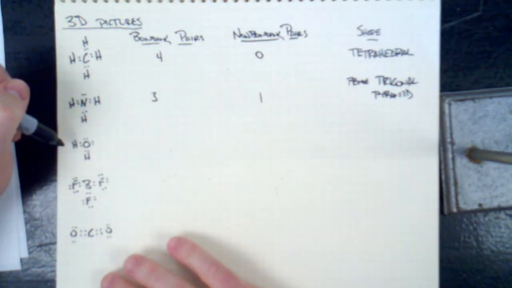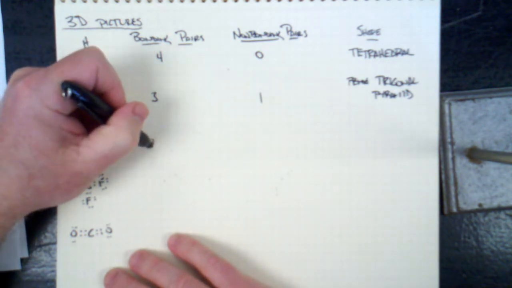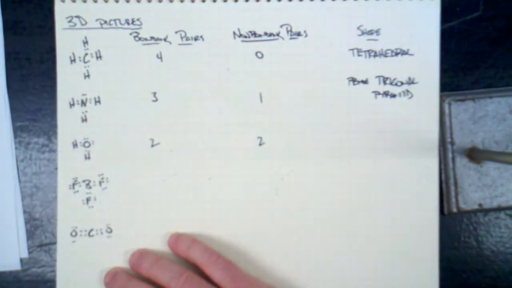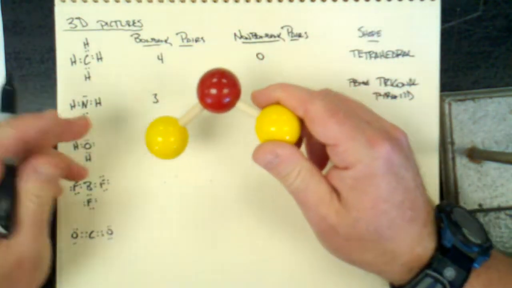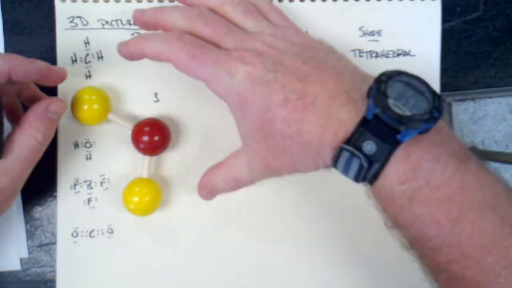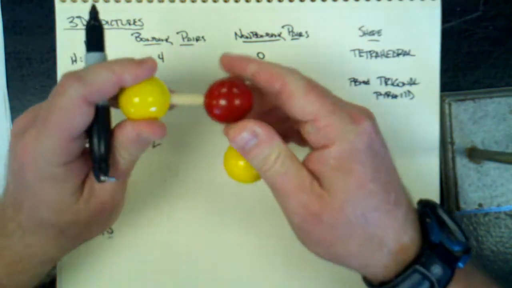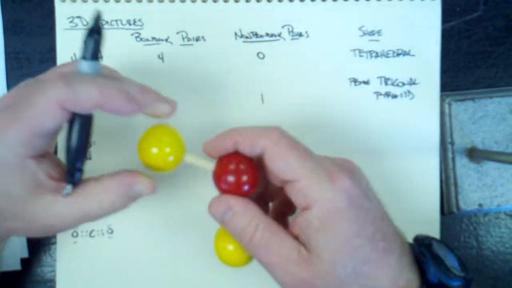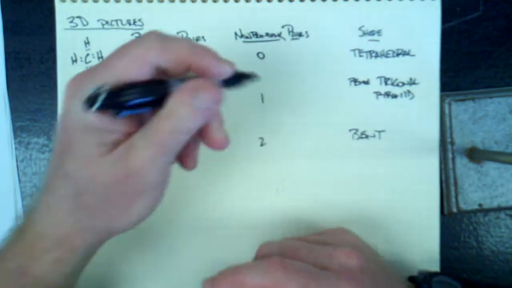Next one, water, H2O, one of the most important ones. And we have 2 bonding pairs and 2 non-bonding pairs. So those non-bonding pairs take up room. So they're spread out up here in this sort of cloud, and they push these 2 hydrogens downward to make this water molecule bent. So we call it a bent shape.